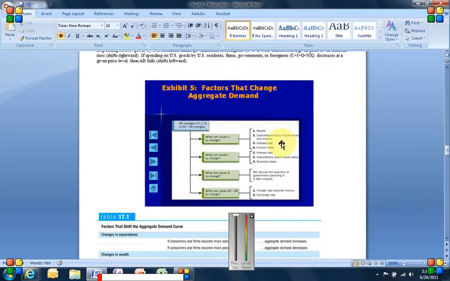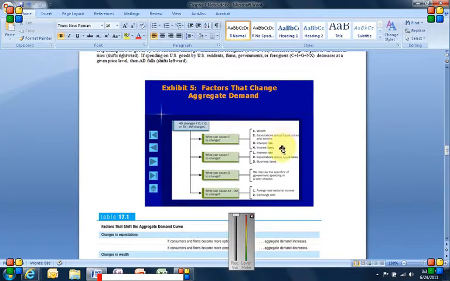They're going to consume more, because now, if interest rates are coming down, they can afford to take more loans in order to buy stuff. If interest rates increase, of course, then consumption is going to decrease, and AD shifts to the left.